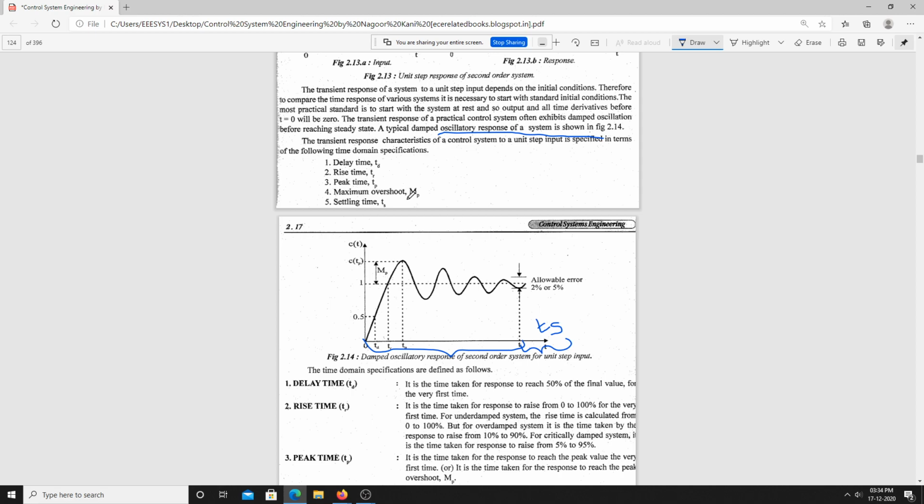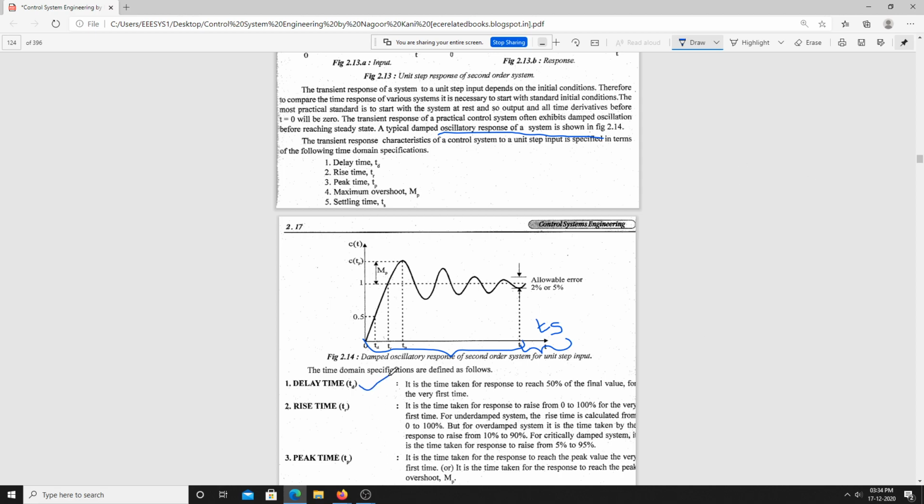Now the transient characteristics of a control system to unit step input are specified in terms of the following time domain specifications. What are the time domain specifications we have? Delay time, rise time, peak time, maximum peak overshoot, settling time. So these are the time domain specifications. First of all we'll discuss the delay time.